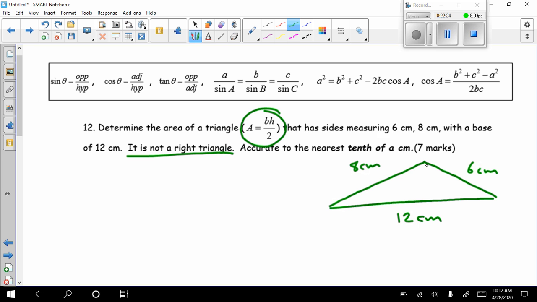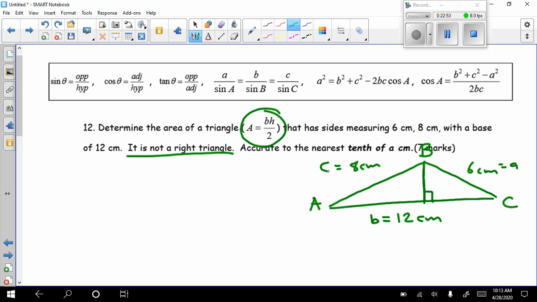Well, the height, we know, comes straight down here. So I need that height measurement. Okay, and it does come down at a right angle. Okay. Well, I'm going to label my triangle now. I'll just label it A, B, and C. So that makes this one down here little b, this one little a, and this one little c.